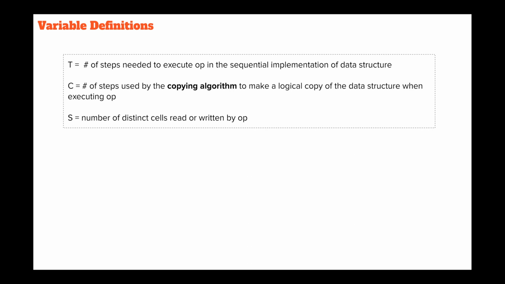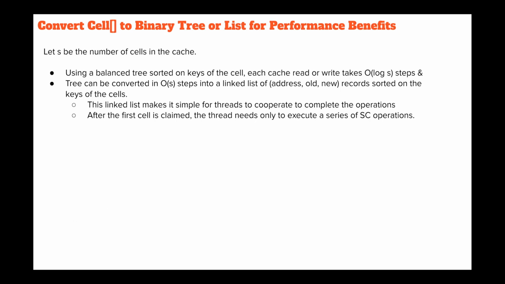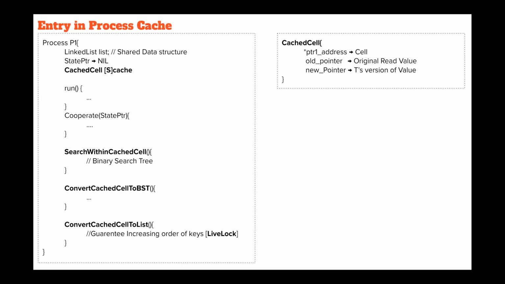So I think we can skip this. Okay, now we'll discuss the performance. We'll lay down a few variables. T is, as I told previously, just the number of steps required for the execution of the sequential implementation of the data structure. C is the copying algorithm cost, and S is the number of distinct cells read or written by the operation. So if you see S, I have used it here. The cache cell array size is S.